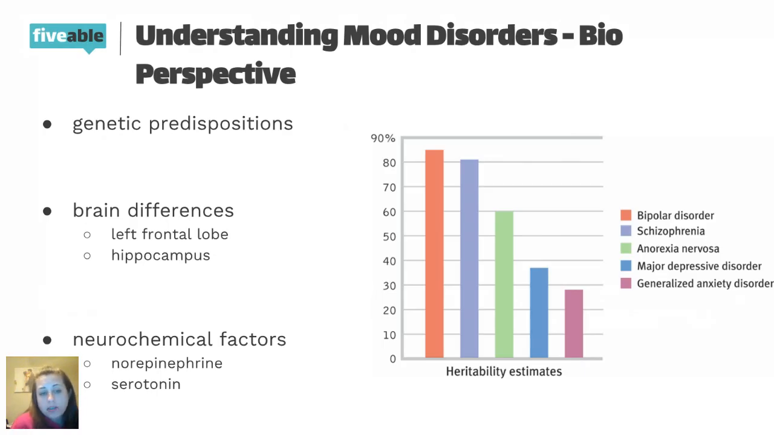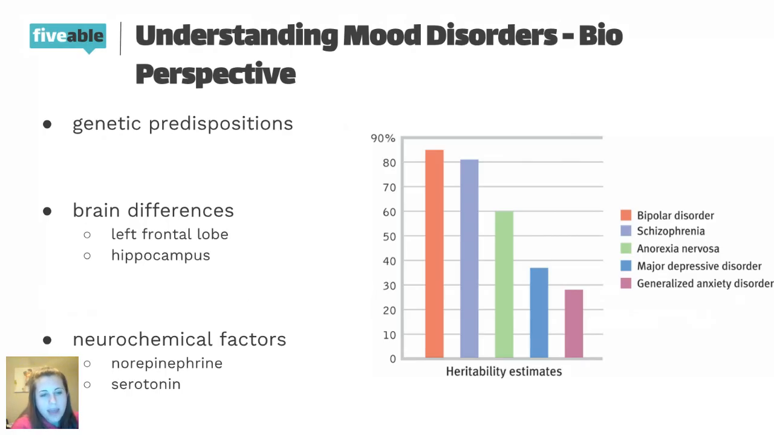We also have witnessed that there are actual brain differences. The left frontal lobe and the hippocampus do look different in people who suffer from mood disorders. So we know there's some actual brain structural things at play there. And then most definitely there's neurochemical factors, especially with the neurotransmitters norepinephrine and serotonin. Having too low levels of those can play a role in some of these disorders.